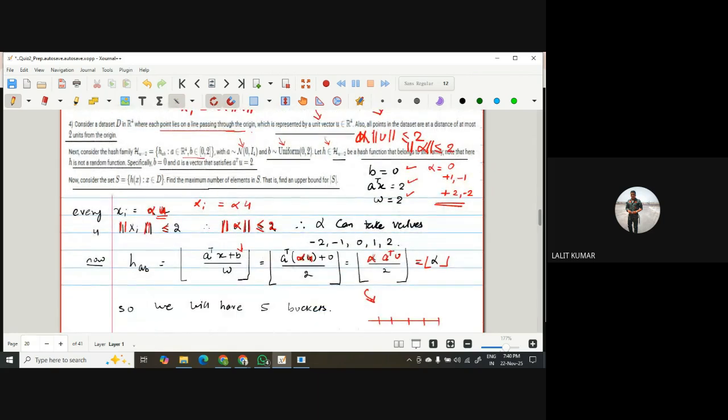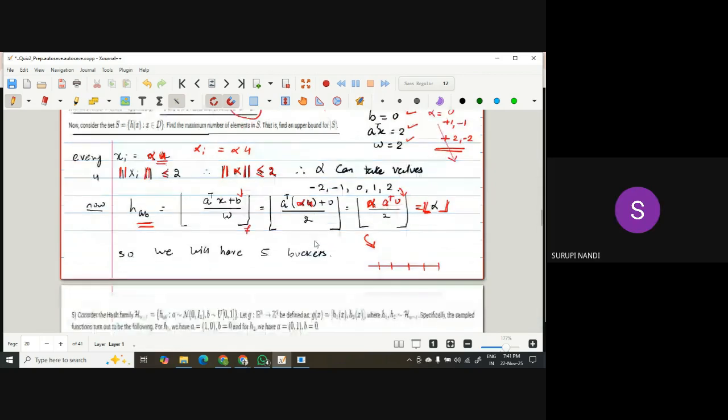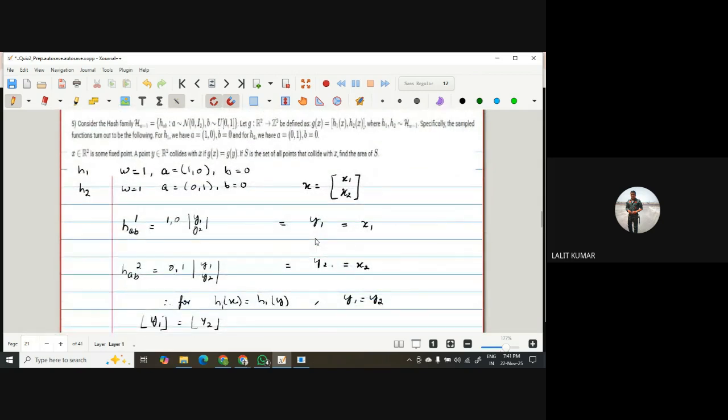Now, when we take the hash function equal to floor value of (ATX plus B) by W, B is 0. X I can write down as alpha u. It becomes alpha into ATU by 2. ATU, it has given 2 for all. ATU is 2 from here. So the hash can take all the values of alpha. And how many alphas we have got? We have got 5: 0, 1, -1, 2, -2. Okay? Now we go to the next question.